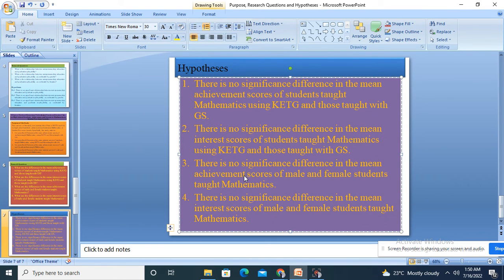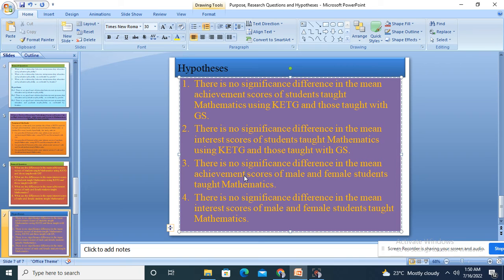Now looking at your hypothesis. Hypothesis 1, there is no significant difference in the mean achievement scores of students taught mathematics using KETG and those taught with GS. That means there is no significant difference between both of them. Your result will determine whether there is a significant difference or not. If there is, then you say there is significant, and if there is not, then the second one says there is no significant difference in the mean interest scores of students taught mathematics using the Kahoot educational technological game and those taught with GS.